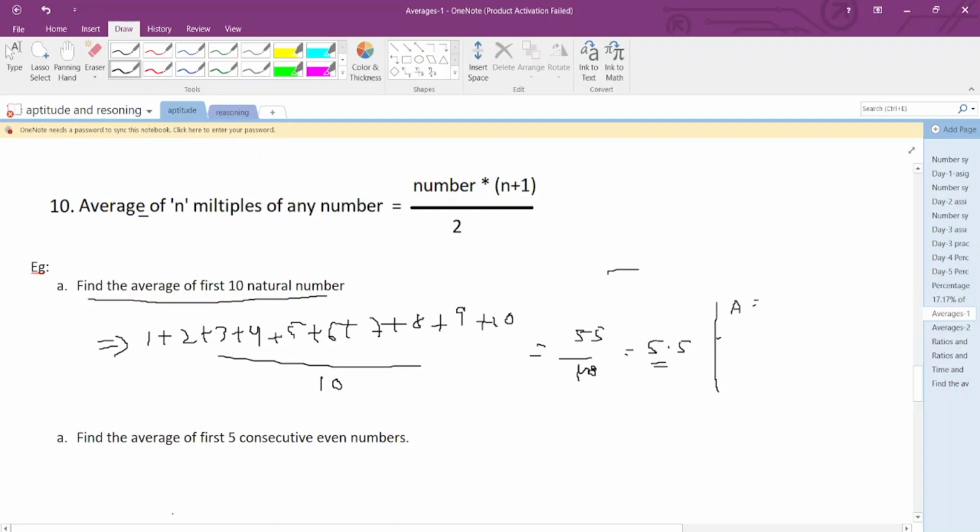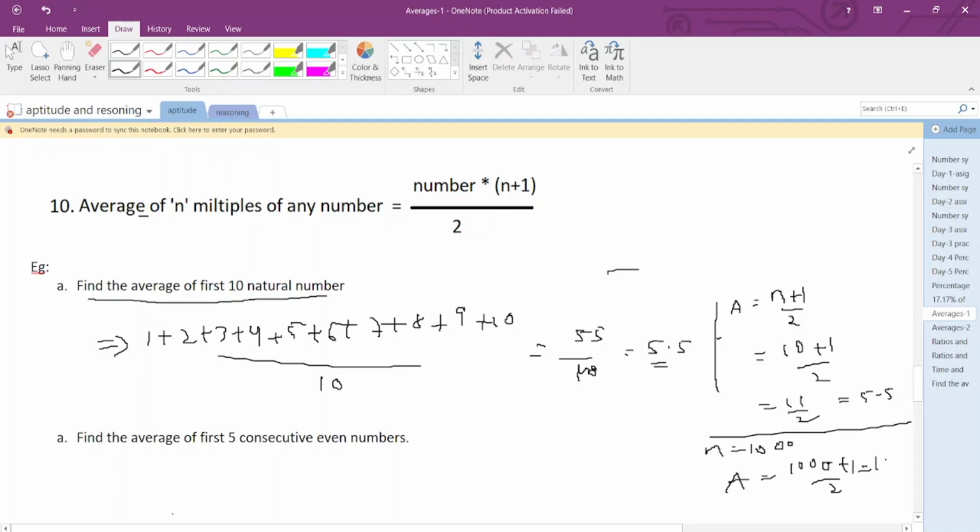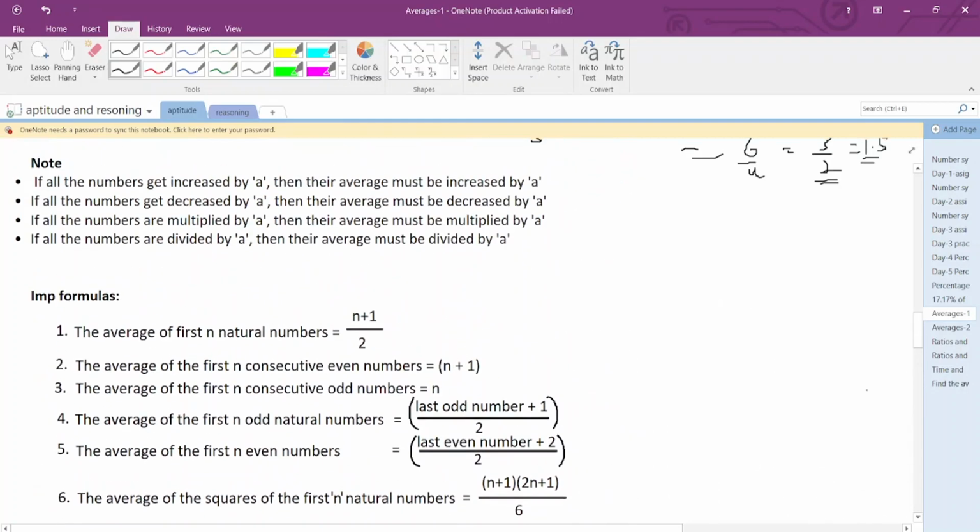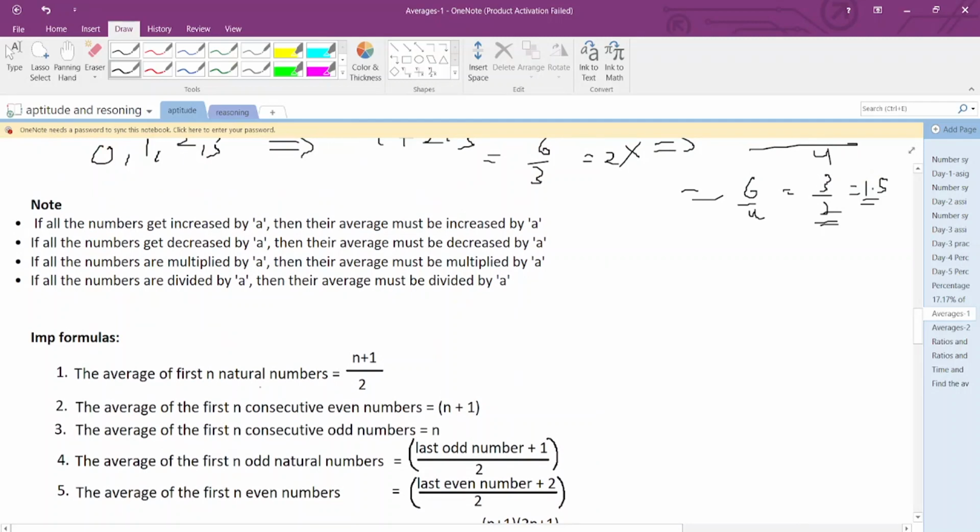What is the formula? Average is equal to n plus 1 by 2, which means here they asked for 10 natural numbers, so take 10 as n. 10 plus 1 by 2 is equal to 11 by 2, which is equal to 5.5. If they ask the first 1000 natural numbers, then n is equal to 1000. So just solve it: 1000 plus 1 by 2, which is equal to 1001 by 2. Whatever answer you get, that is the answer. So with this formula, the average of the first n natural numbers is n plus 1 by 2, you can use this and solve it.